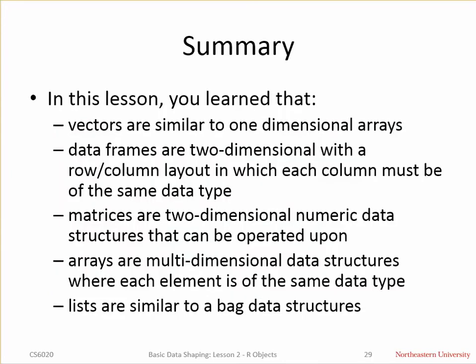So in this lesson, you learned that vectors are probably one of the most commonly used data structures. They are one-dimensional arrays, essentially. Data frames are two-dimensional with a row-column layout in which each column must be of the same data type and the column sizes must match. It's probably the most commonly used data type. Matrices are two-dimensional numeric data structures that can be operated upon. Arrays are multidimensional data structures where each element is of the same type. And finally, lists are similar to a bag data structure where different elements do not have to be of the same type.